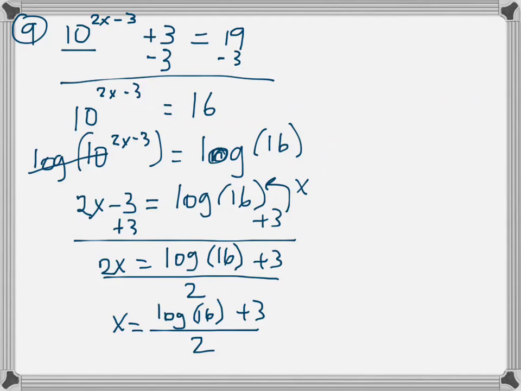Now if you're going to put this into the calculator all in one go, this is how you have to do it. You have to start off with parentheses, type in the log 16, you're using the LOG key this time, close the parentheses on the 16, plus 3, and then you have to close the parentheses after the 3 before you hit divide by 2. If you put this into the calculator correctly, you should get 2.102.